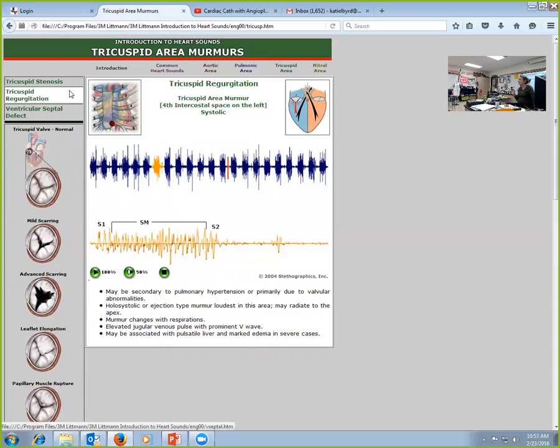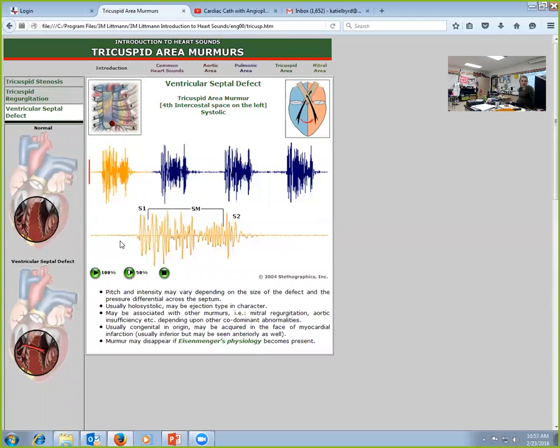And then a VSD is a ventricular septal defect. So again, with the hole or opening, but it's between the two ventricles this time instead of the two atria, like we talked about. So sometimes babies are born with this as well. A lot of times it will close up on its own, but it may not.